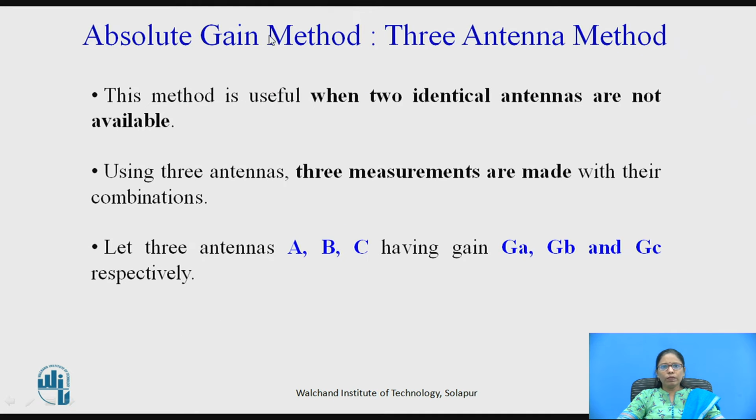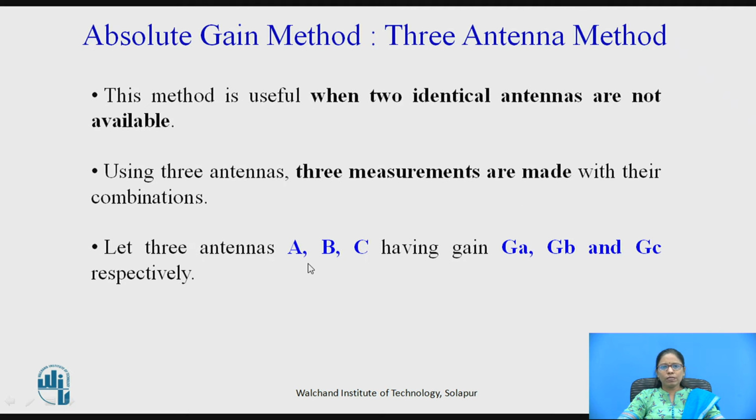So this two antenna method is okay, but in most cases it is not possible to have two identical antennas. We may not get antennas which have the same or equal effective apertures, so it's not practically possible all the time to have two identical antennas. So there is another method, called the three antenna method, where measurement is done using three antennas.